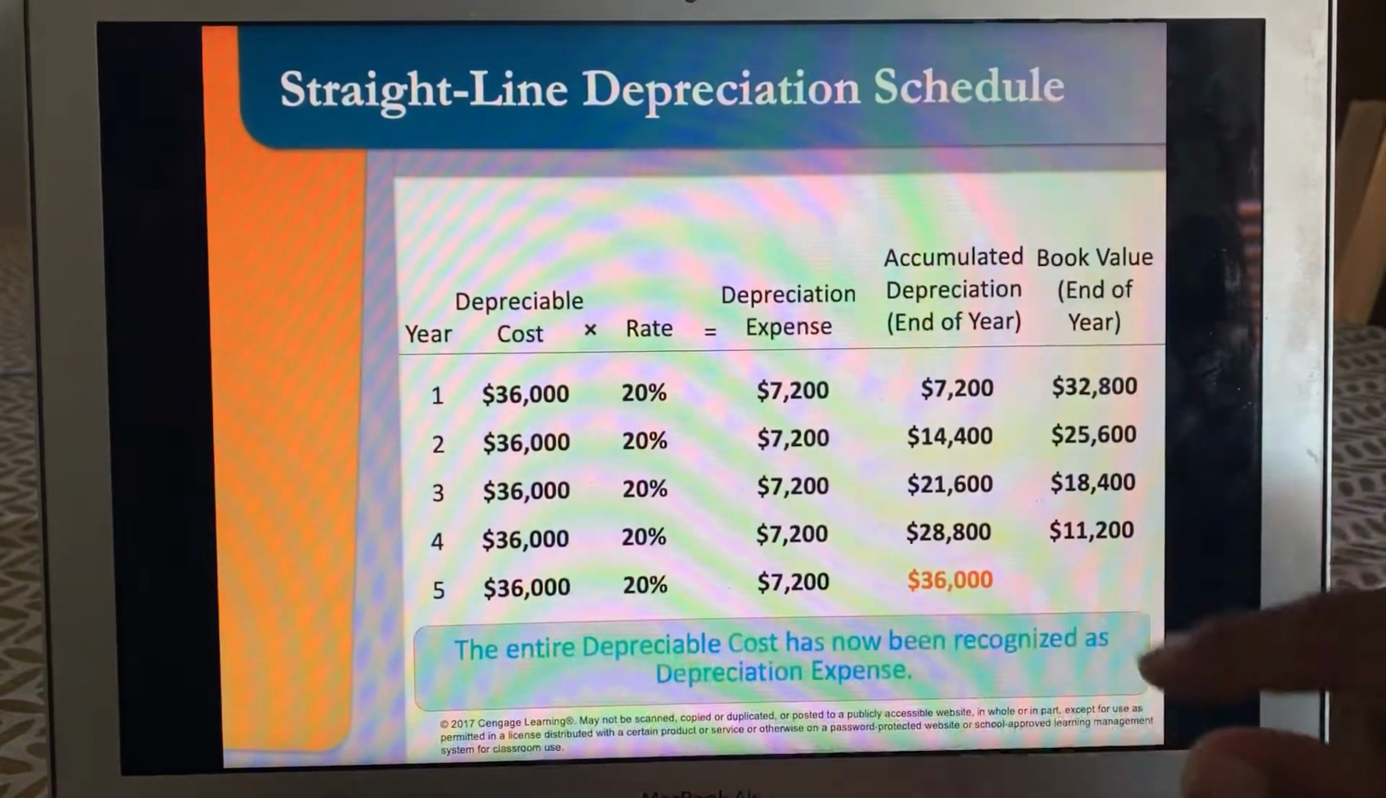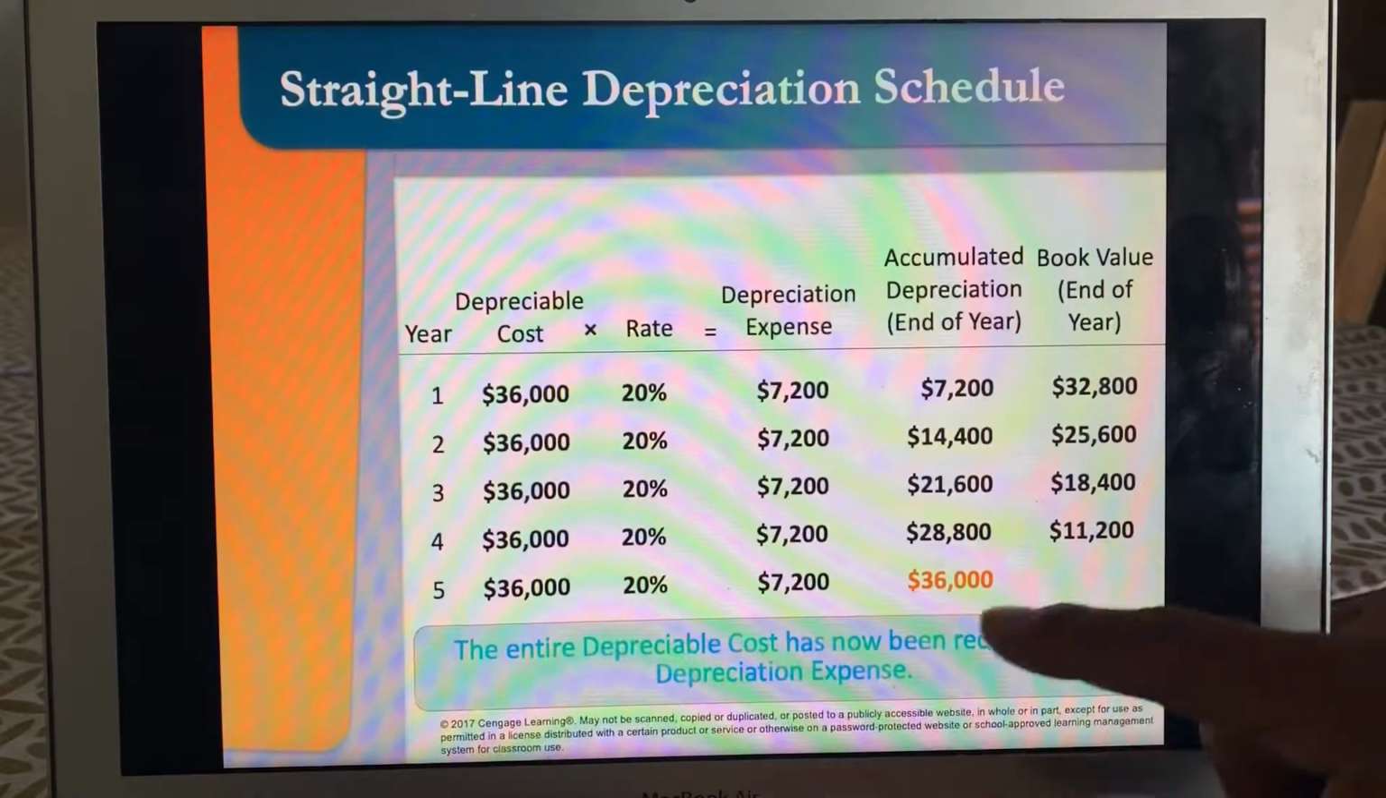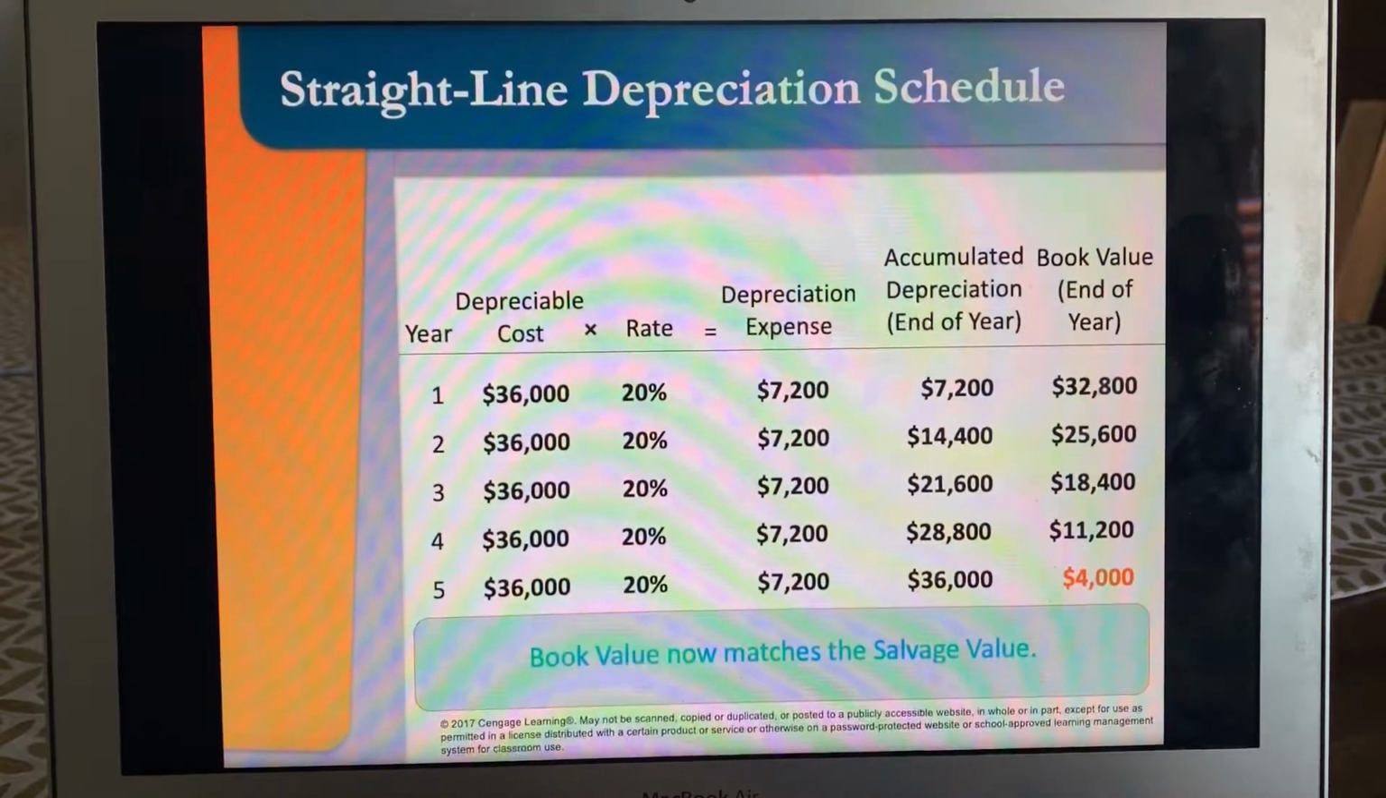72 is our expense each year. Accumulated depreciation, once it's fully depreciated, if we sell it, we can only get $4,000. If we get more, then we'd have to say a recognizable gain or a capital gain. If we sell it for below the salvage value, then we say capital loss, or loss on sale. So just keep that in mind. So there's our book value at the end.